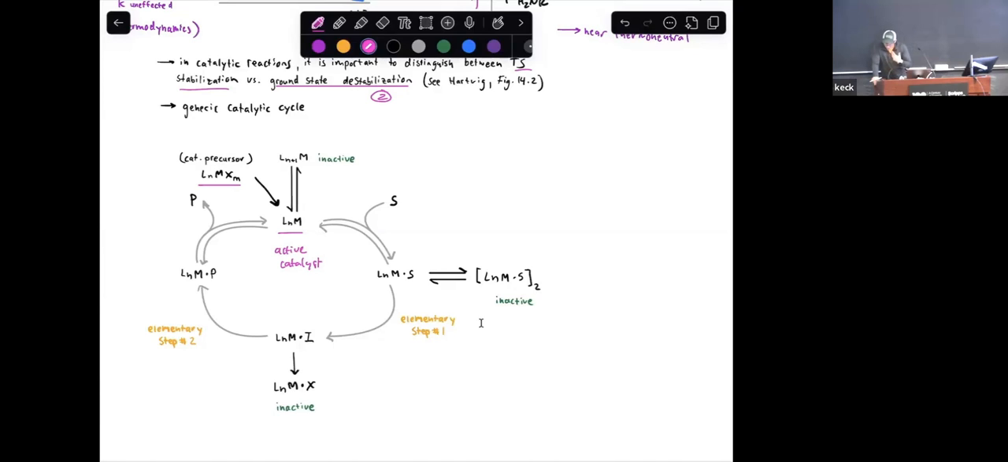Coordinate your substrate, and then you hope that it will undergo your productive elementary step. But again, here from this species shown here, there are other things that can happen. For example, this could dimerize and form an off-cycle species. So you hope it undergoes your productive elementary step to get to now an intermediate, abbreviated here as I. Here, two things can go wrong.